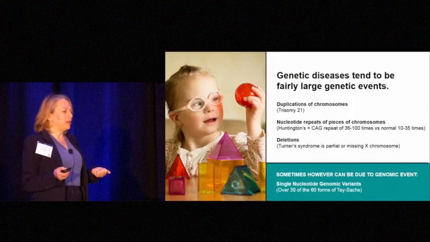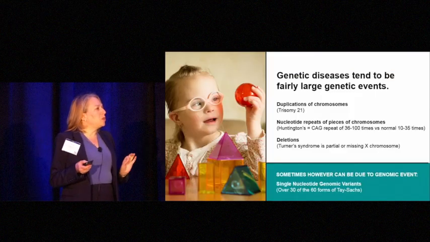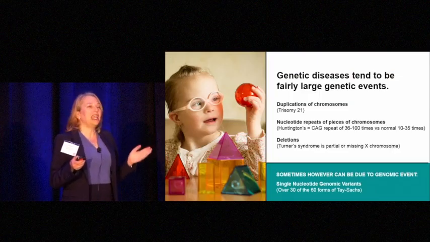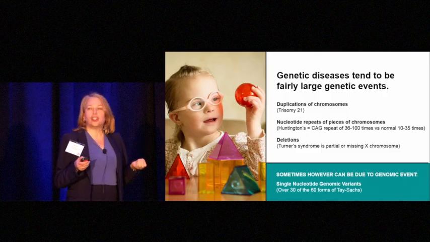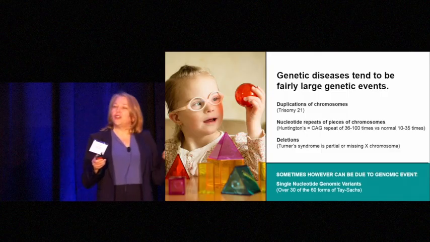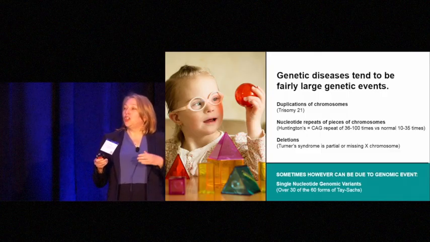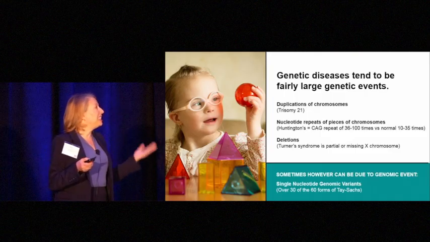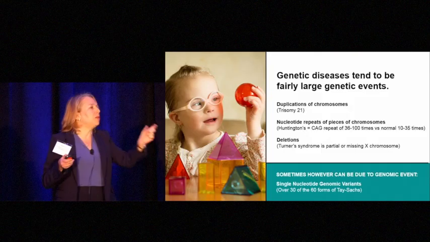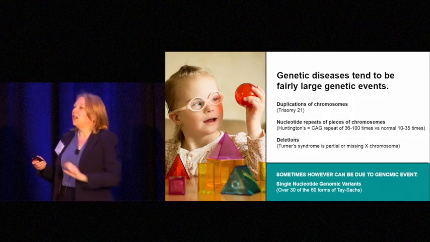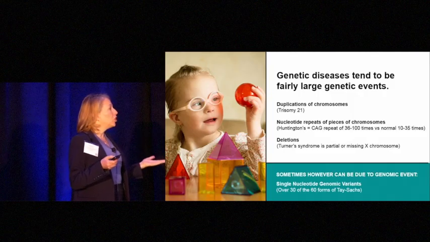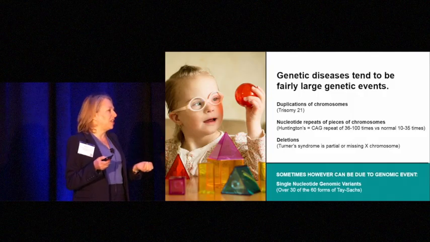Let's start with the fundamentals. What's the difference between a genetic disease and genomics? Well, genetic diseases tend to be caused by fairly large genetic events. So think about trisomy 21. You have a duplication of a chromosome. Think about Huntington's disease. You get multiple extra repeats of a segment of DNA. Think about deletions like Turner syndrome. Those are big genetic events.